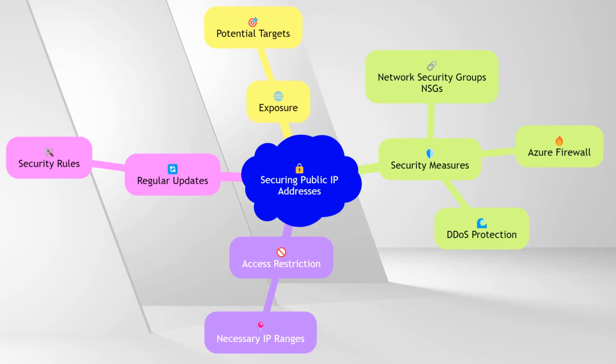Public IP addresses expose resources to the internet, making them potential targets for attacks. Implementing security measures such as network security groups, NSGs, Azure Firewall, and DDoS protection is essential to safeguard these resources. Restricting access to only necessary IP ranges and regularly updating security rules can help mitigate risks.